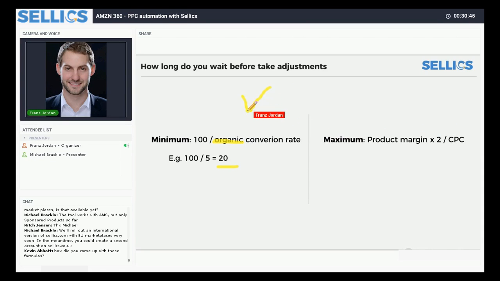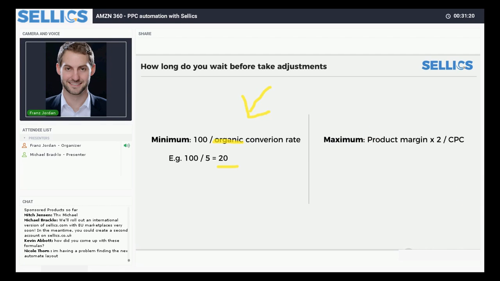So my suggestion would be to go somewhere close to here. I would go a bit higher. So if the formula gives me 20, I would probably go to 25, to give some room to maneuver, some room for mistakes, right? But I would probably go with the minimum plus a few clicks. This one here is very, very aggressive. So this is only for those who have deep pockets and who are really aggressive on this, right?